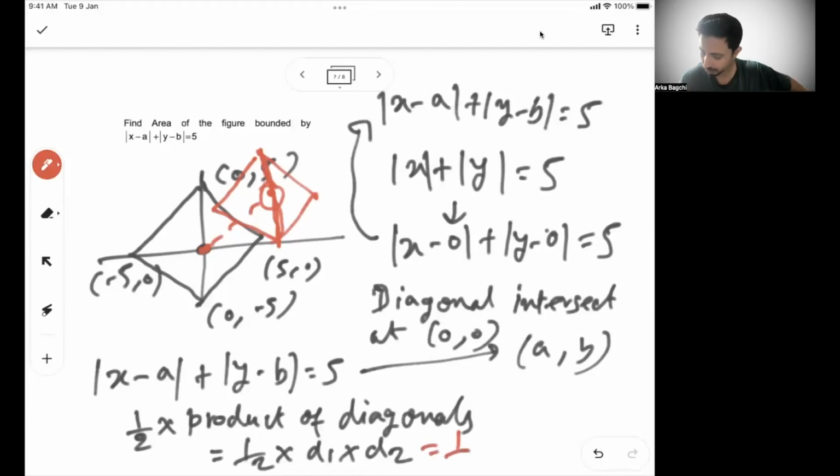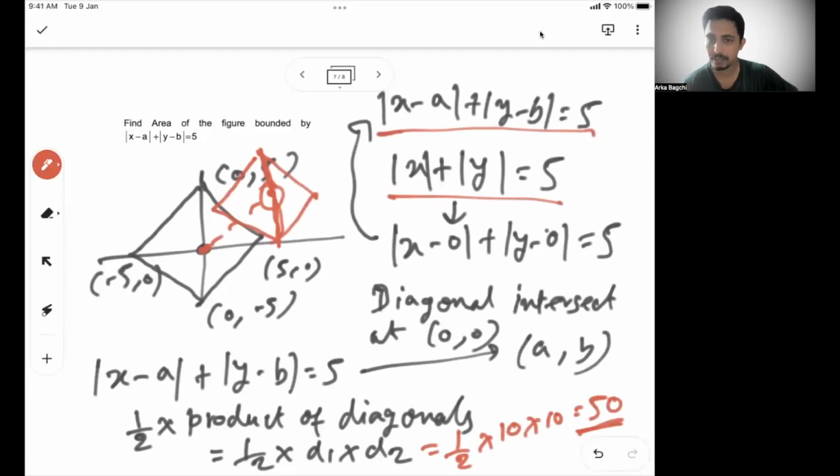So here also you will need to do half into 10 into 10, sorry, not 5. Diagonal lengths are 10, so half into 10 into 10 is 50. That's your answer. So the area bounded within mod x plus mod y equal to 5 will be the same as the area bounded by mod of x minus a plus mod of y minus b equal to 5, because it just changes the center, but it does not change the shape or the size of the rhombus. That means it will not change the size of the diagonals. When diagonals do not change, your area will not change.